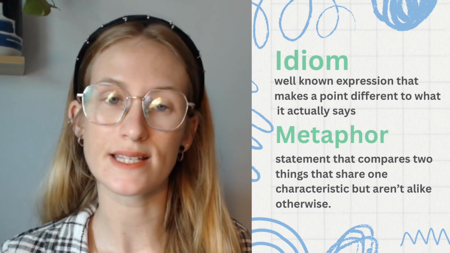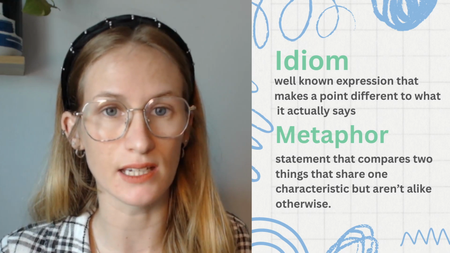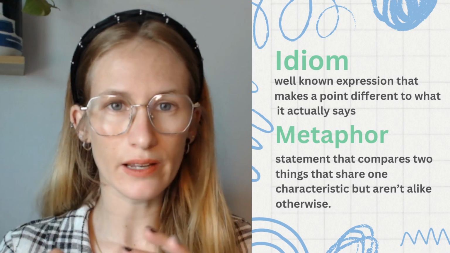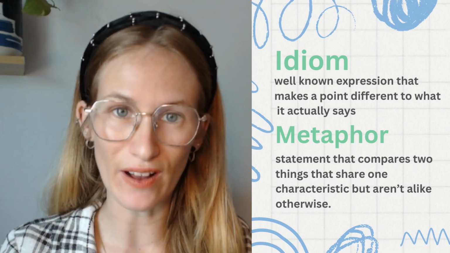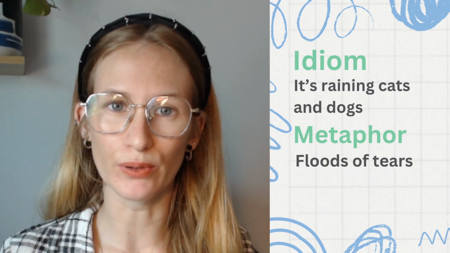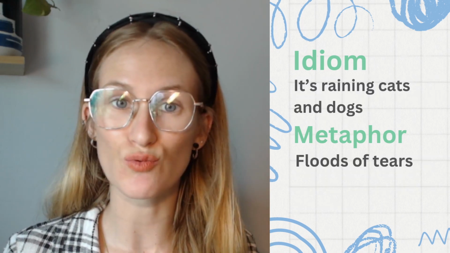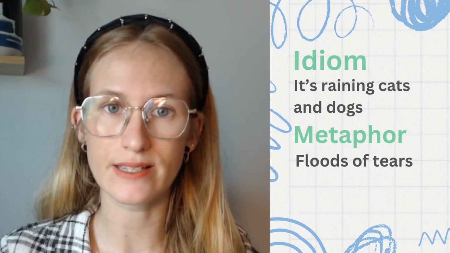Whereas a metaphor is a statement that compares two things and points out a similarity between them. So they aren't alike otherwise, but with this one thing, they are very similar. For example, a very common English idiom is, "It's raining cats and dogs." Now, of course, it is not raining cats and dogs. It never has done. So this sentence doesn't make a lot of sense, but native English speakers have an understanding of what this means. It's raining very hard.